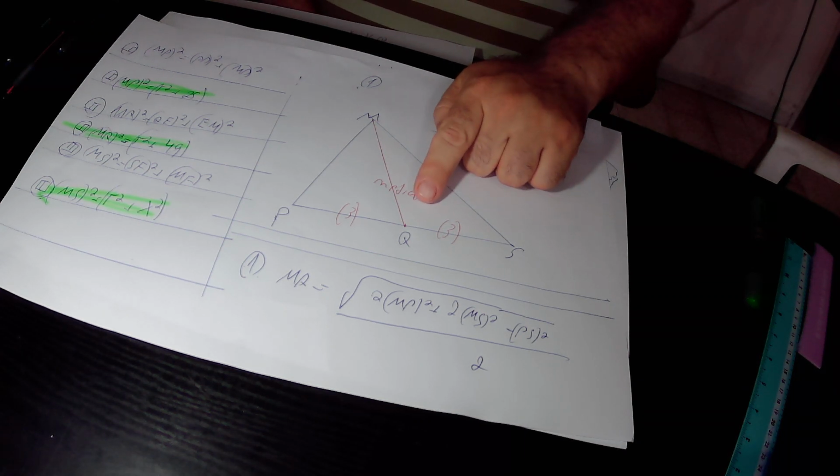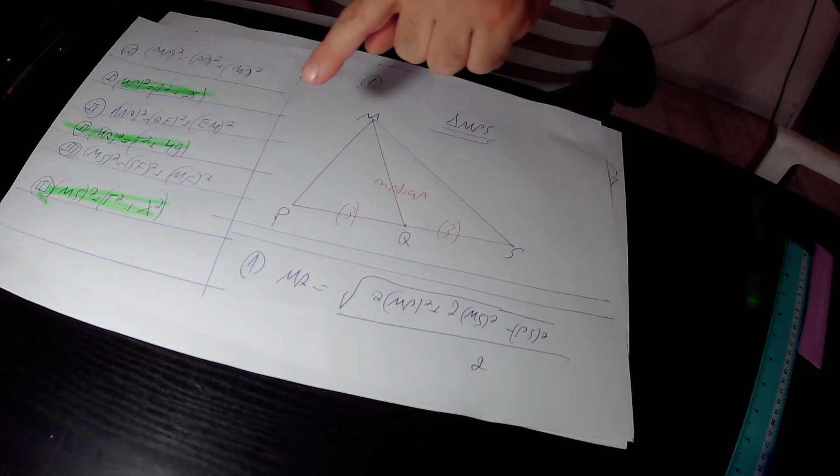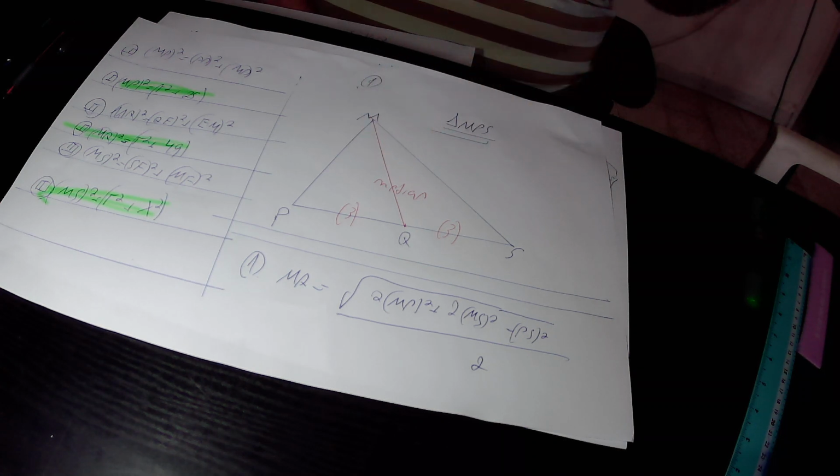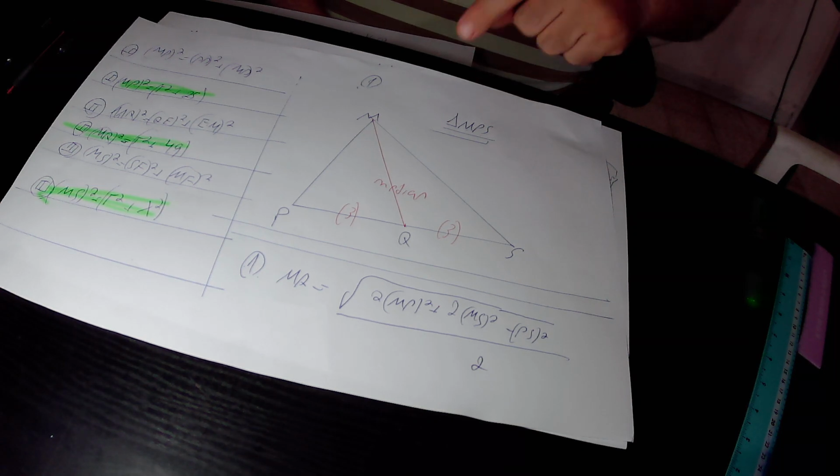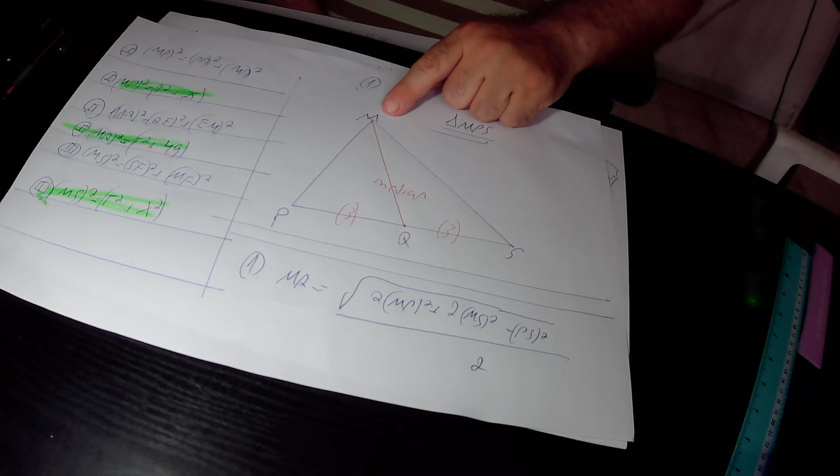Why is point Q the midpoint of PS? Because it bisects side PS into 2 halves. Each half equals 3 units in length. So the median of any triangle bisects the opposite side of the triangle.